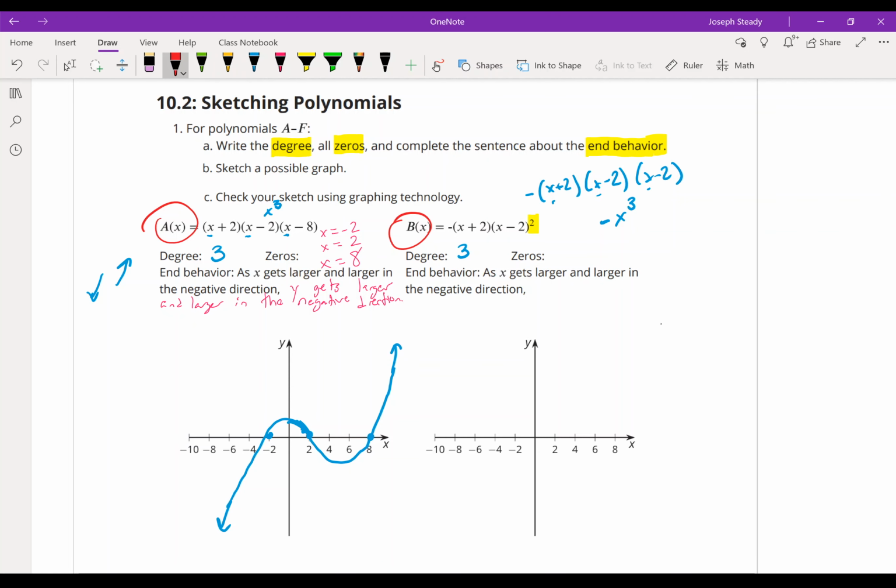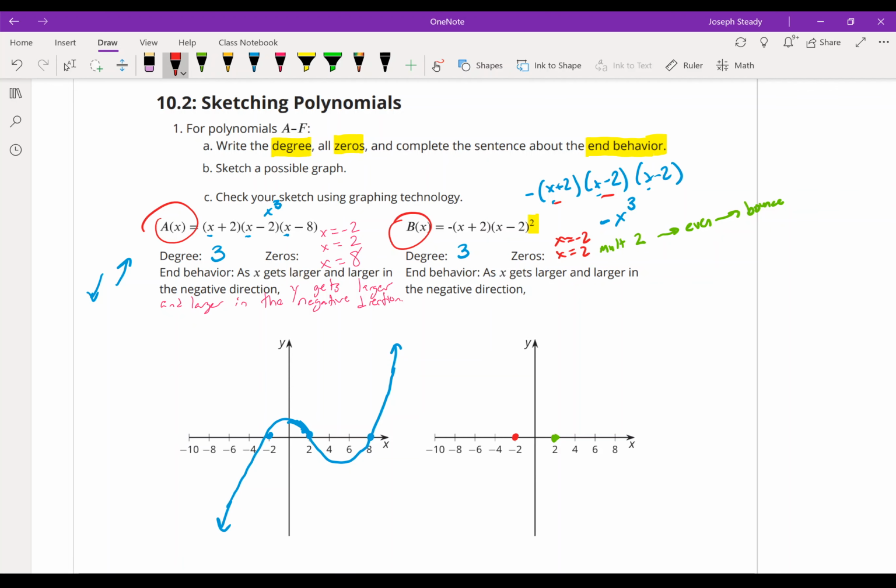My zeros here are going to be x equals negative 2, x equals positive 2 from these first two factors, and then x equals positive 2 again. So I'm going to make a note here that this x-intercept has a multiplicity of 2. That is even. That tells me that this is going to be a bounce on my graph. When I hit that x-intercept, I'm going to bounce off, not go straight through. For the other x-intercept at negative 2, I am going to go straight through the graph there.